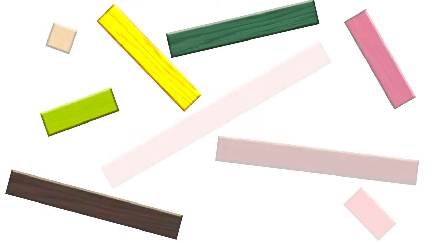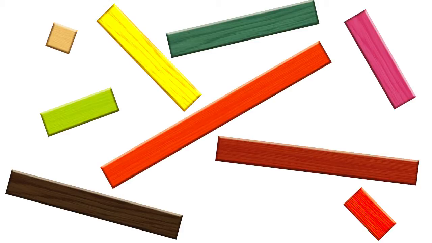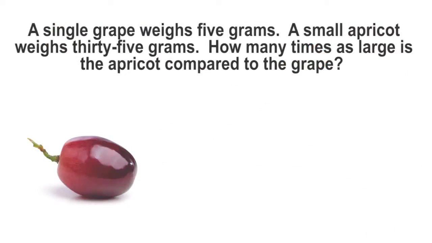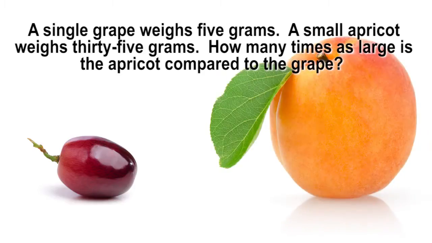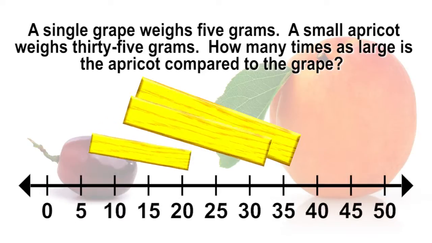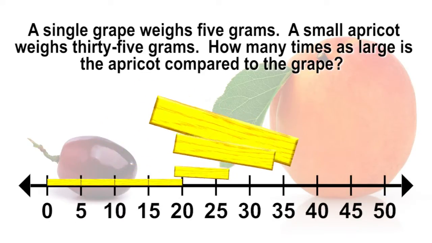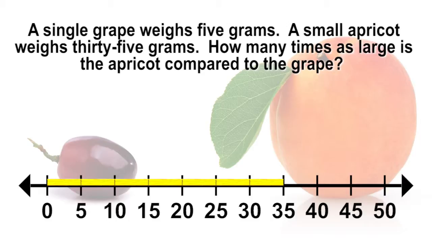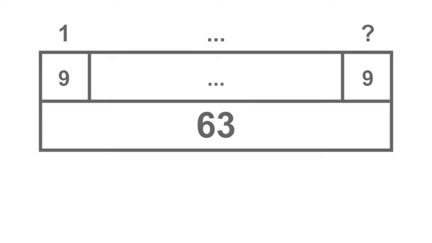To start out, students use hands-on manipulatives to model each equation. For example, a single grape weighs 5 grams. A small apricot weighs 35 grams. How many times as large is the apricot compared to the grape? Students picked the Cuisenaire rod that represented 5 and placed them on their desk, counting by 5 until they reached 35. When they reached 35, they saw that 7 groups or iterations of the Cuisenaire rod that represented 5 equaled 35. After using Cuisenaire rods, students were shown how to create bar models to help them write equations.